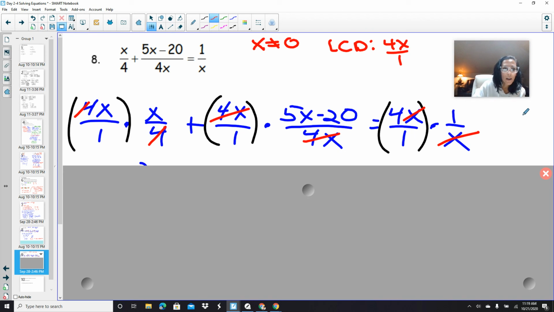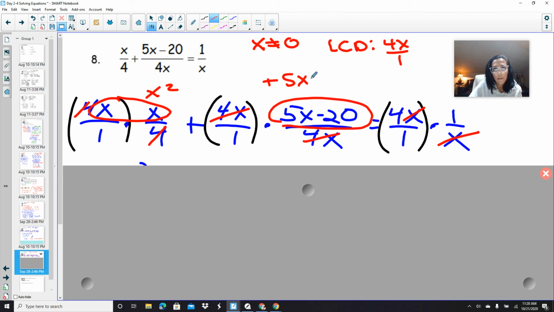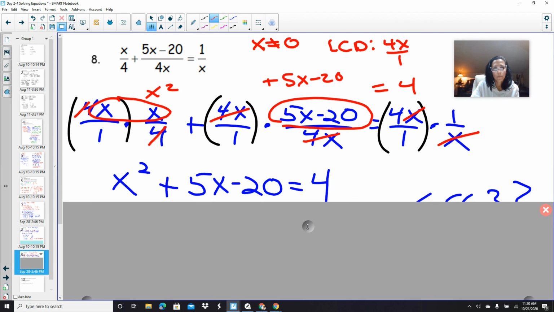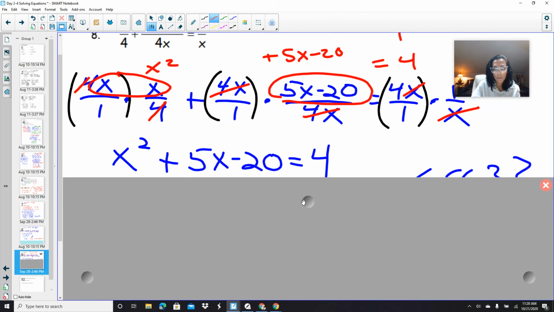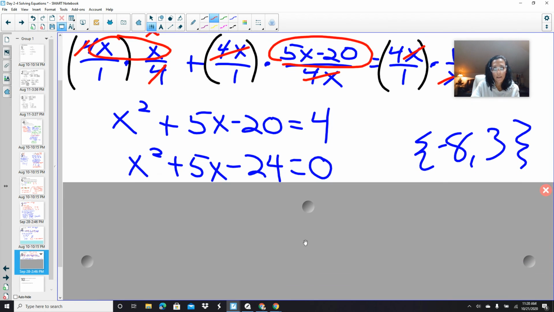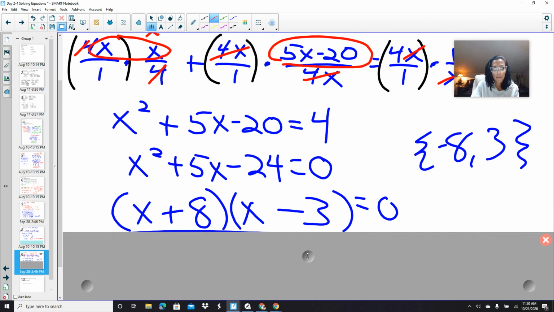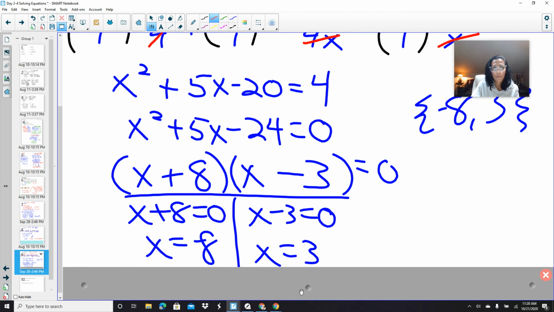Okay. And now let's touch it up. Over here, we're left with an x squared. Here, we're just left with the plus 5x minus 20. And over here, we're just left with the 4. Okay, but because it's a quadratic, we want to set this equal to 0. So we're going to subtract over the 4. We're going to factor this. We're going to set each factor equal to 0. And we're going to check for extraneous roots.